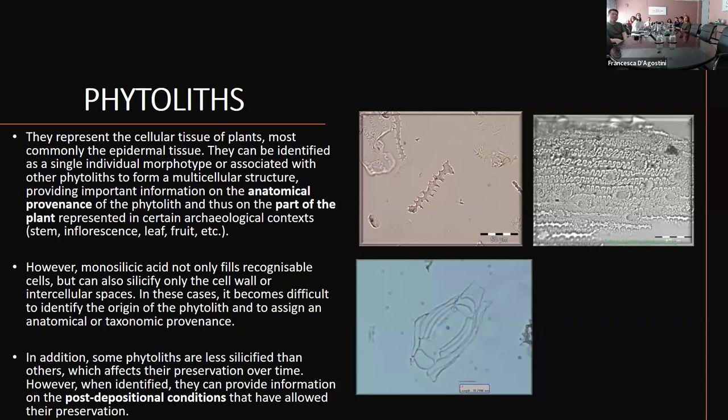This is why, when we look at the morphological nomenclature, we find phytoliths that we name by a taxonomical or anatomical name, but many times we need to define the phytoliths by a geometrical name because we don't know. In addition, some of the phytoliths are less silicified than others, which affects preservation. But when we see these phytoliths that we know don't preserve well, it means that we have very stable conditions, a quick deposition, and they have been preserved. This is very good news for us, because then we can know that if some phytoliths have been dissolved, there are not that many of the most important remains.